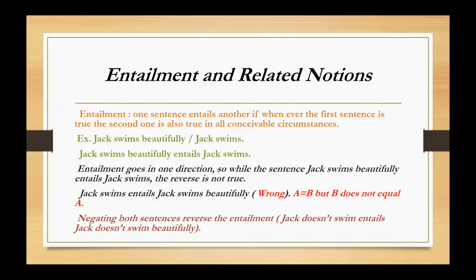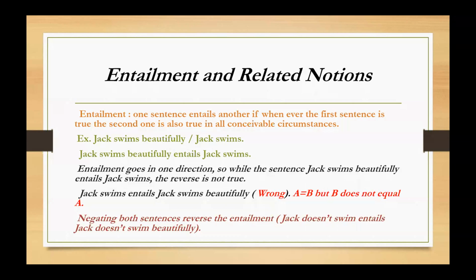So if you ask yourself why we don't say Jack swims entails Jack swims beautifully: if Jack swims, that doesn't mean that he swims beautifully. Maybe he's a poor swimmer. So we can't start with this sentence. If Jack swims beautifully, then for sure Jack swims. So Jack swims beautifully entails Jack swims, not the reverse. Entailment goes in one direction.